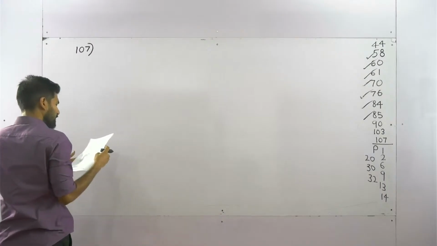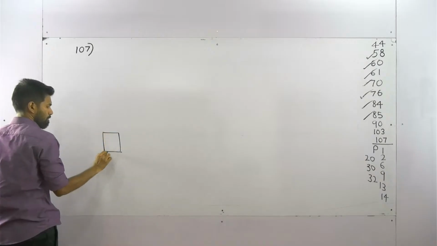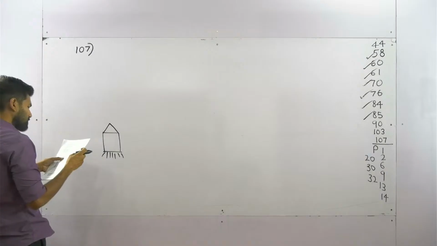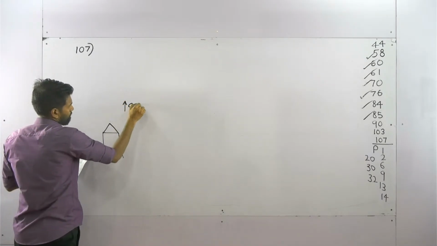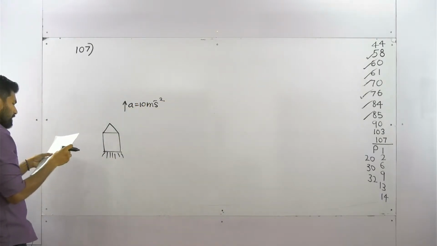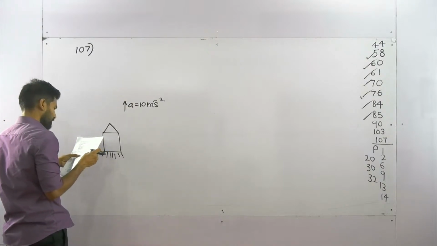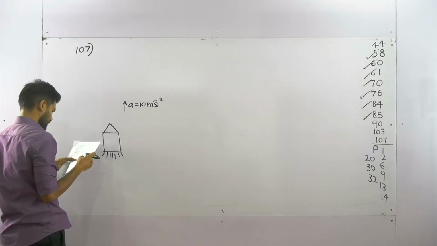A rocket is fired vertically upward from the ground. It moves upward with a constant acceleration of 10 meters per second squared for 30 seconds, after which the fuel is consumed. After what time from the instant of firing will the rocket attain its maximum height?